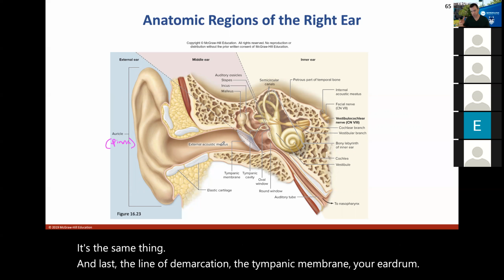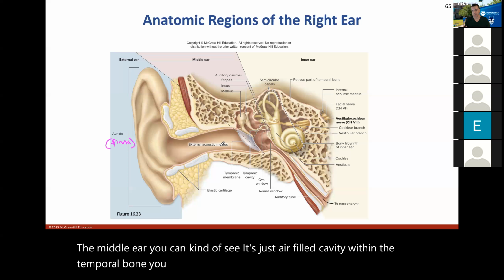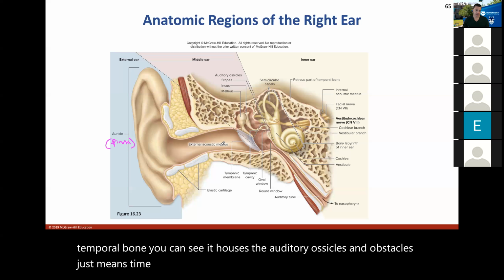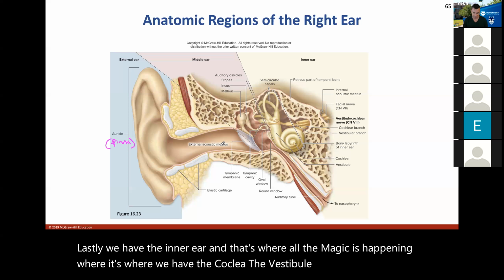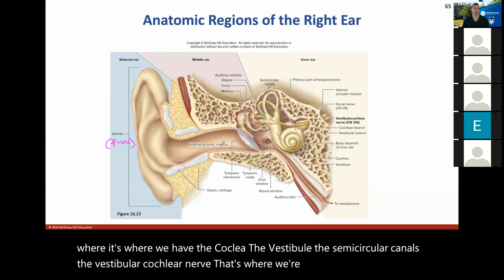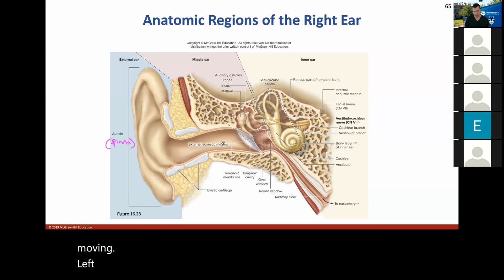The middle ear, you can kind of see it's just an air-filled cavity within the temporal bone. You can see it houses the auditory ossicles, and ossicles just means tiny little bones. Lastly, we have the inner ear, and that's where all the magic is happening. It's where we have the cochlea, the vestibule, the semicircular canals, the vestibulocochlear nerve. That's where we're going to be having all the magic happen, to hear sound and to understand if you're moving left, right, going up, going down, upside down. All that magic happens there.